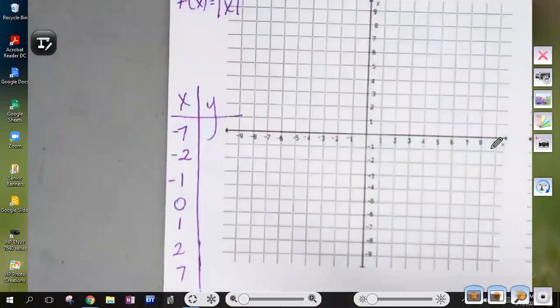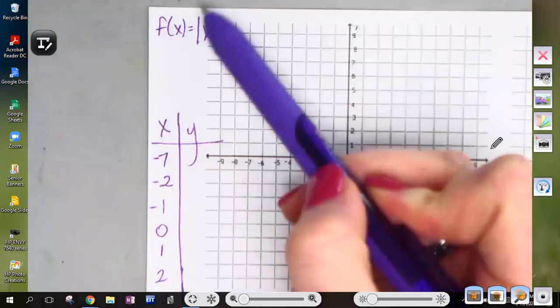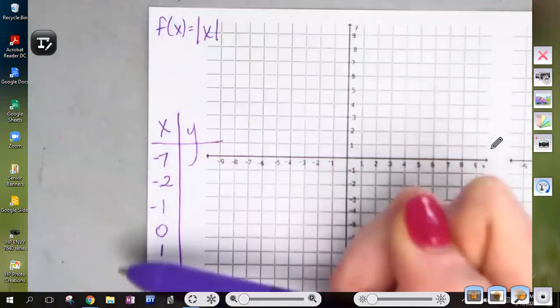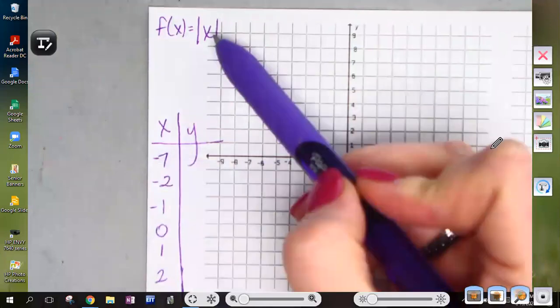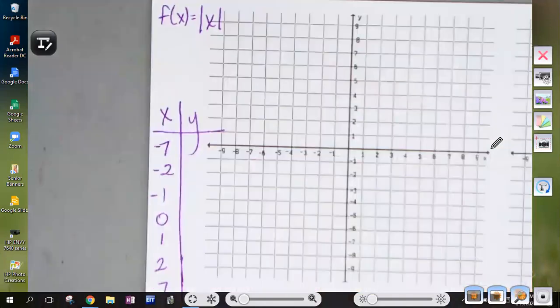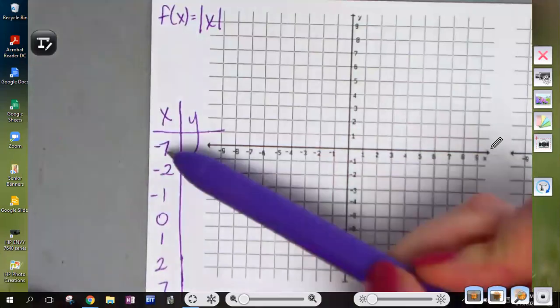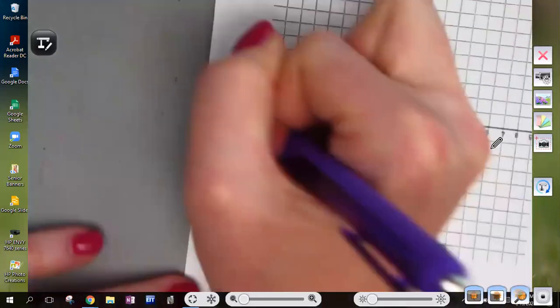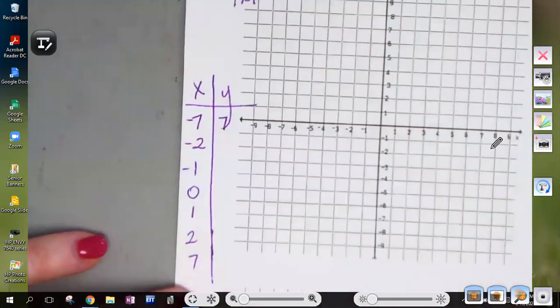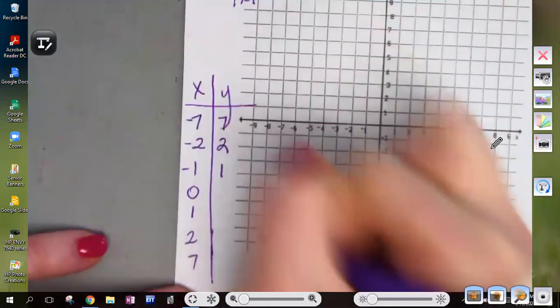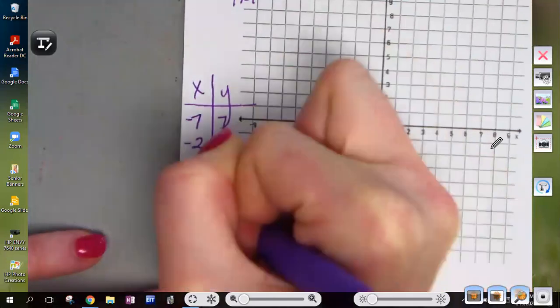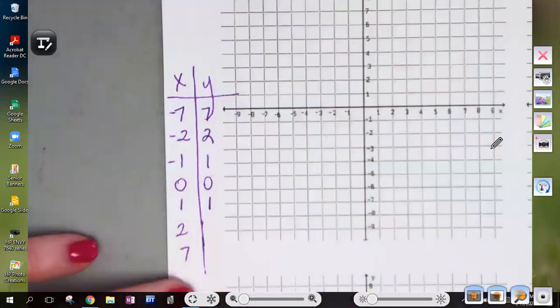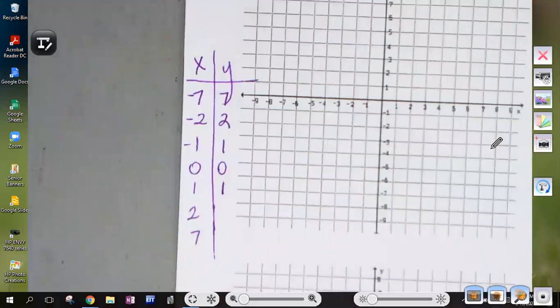Okay, so here we go. Now, I have x values, I have an equation. What do I do? I plug it in. So we know the absolute value talks about distance from 0, okay? And we know distance always is positive, okay? So what's the distance from -7 to 0? 7. What's the distance of -2 to 0? What about -1? What about 0? 0. What about positive 1? Positive 1, because it's distance from 0, and distance always is positive.